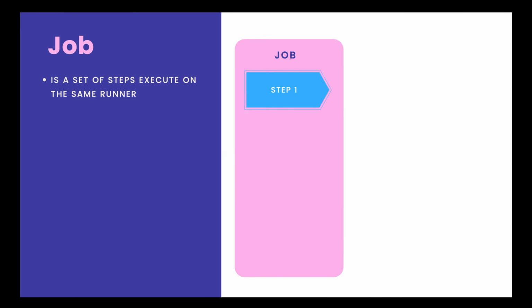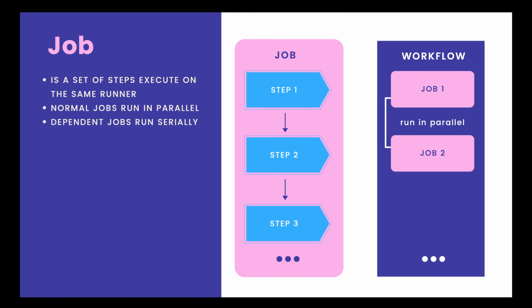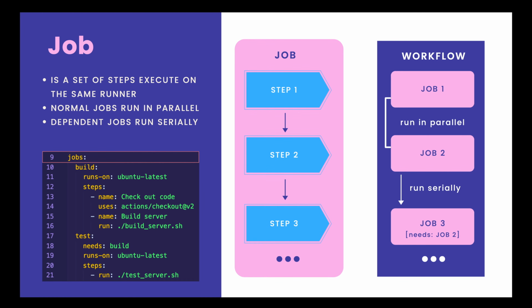Now let's talk about job. A job is a set of steps that will be executed on the same runner. Normally, all jobs in the workflow run in parallel, except when you have some jobs that depend on each other. Then they will be run serially, one after another. The jobs are listed inside the workflow under the jobs keyword. In this example, we have two jobs. The first one is build, which has two steps: check out the code and build the server. The second job is test, which will run the test of the application.